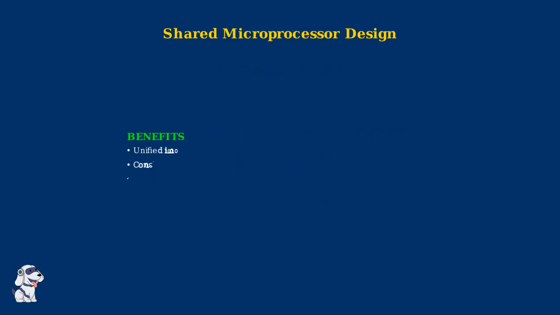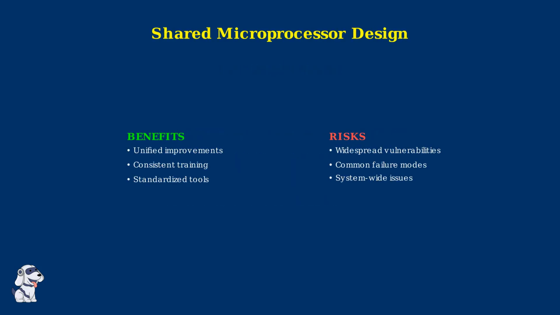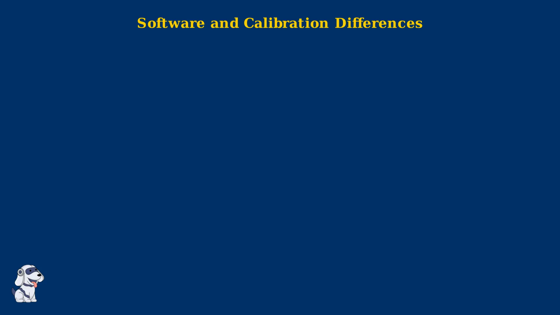This standardization also means that improvements or updates to the microprocessor design can benefit multiple transmission platforms simultaneously, while any discovered vulnerabilities may affect the entire range of applications. The software and calibration differences in 6L80 TEHCMs create important compatibility considerations that technicians must understand for successful repairs and replacements.